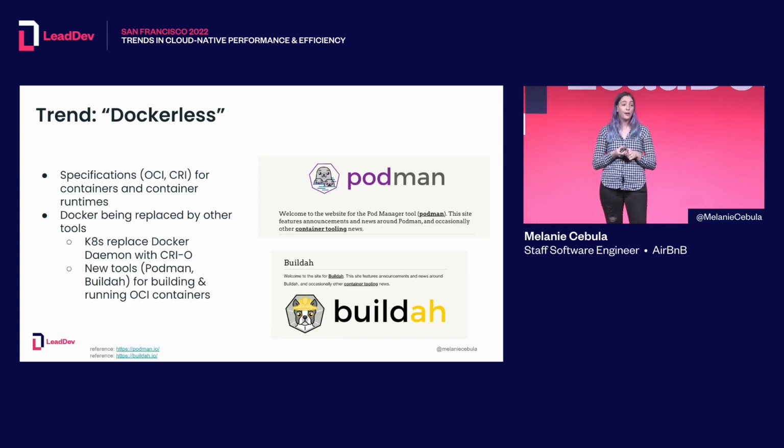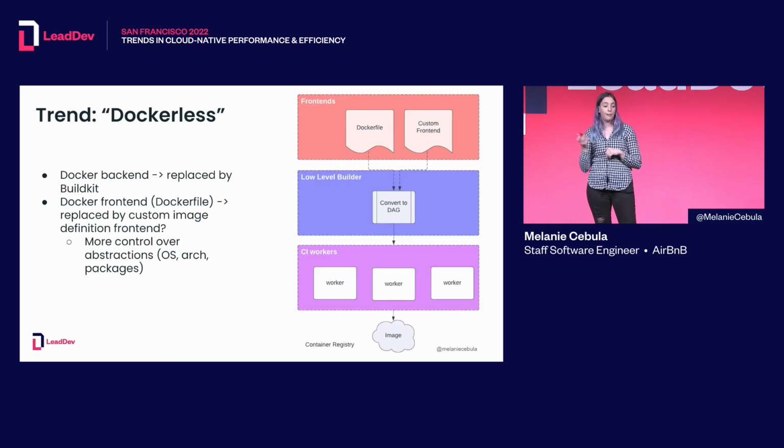Okay, I also want to talk a little bit about dockerless. This is another trend that I'm seeing, which is most of what Docker provides can be broken down into different functions, and almost all of them are being replaced with competitive alternatives. This is only possible because of interface specifications such as OCI for container images and CRI for container runtimes. For example, Kubernetes is dropping support for the Docker daemon, but you can happily use containerd or CRI-O. And new tools are showing up to replace building and running containers such as Podman and Buildah. So there's a lot of innovation happening in this space.